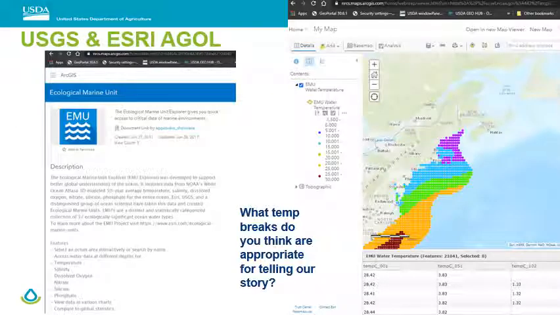With a little digging, the USGS and Esri created this EMU spatial data, and with the help of oceanic scientists, they've got over 50 years of average temperature data, and as you can see, they've got 6 temperature classes consisting of 5 degrees Celsius increments. So what temperature breaks do you think are appropriate for the story that we're trying to tell?